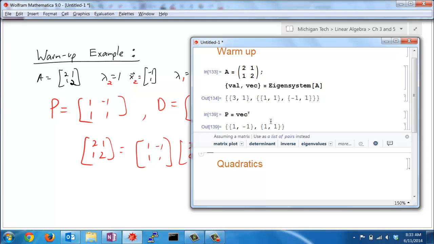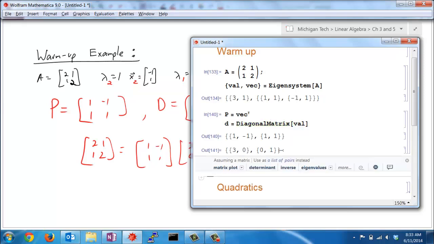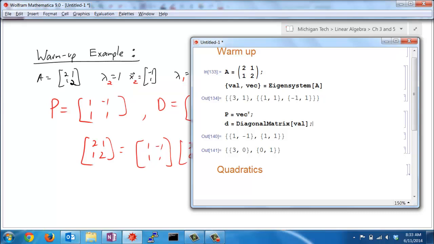My matrix D, I want to be a diagonal matrix where the eigenvalues are on the diagonal. Actually, Mathematica has a way for me to do that because it's a diagonal matrix. All you have to do is put in a list of the diagonal entries. So when I do this, that's what I'll get. So this is that diagonal matrix. I'll hide that.